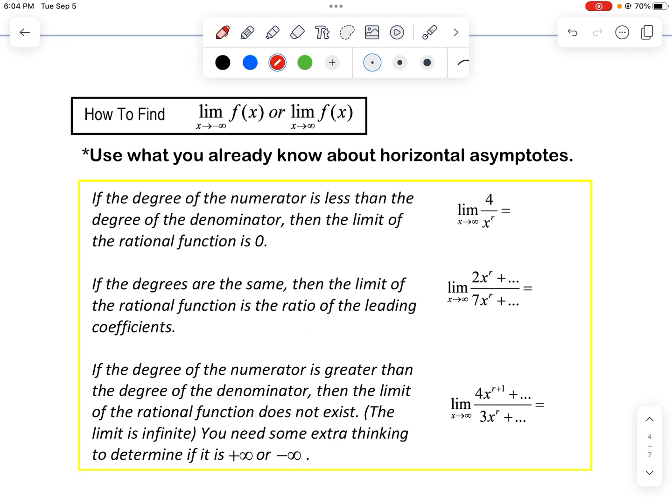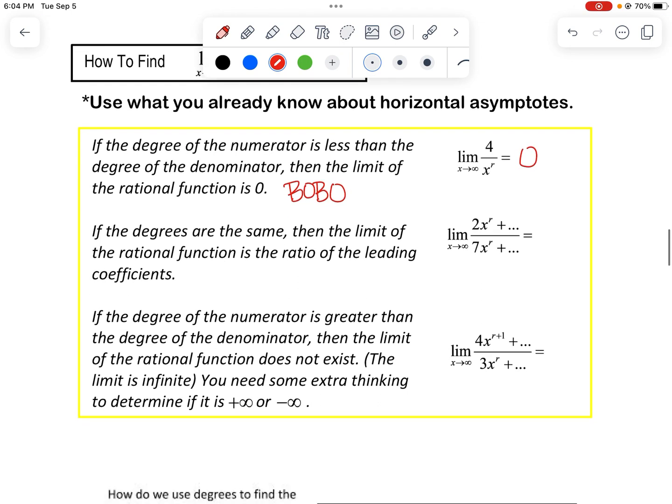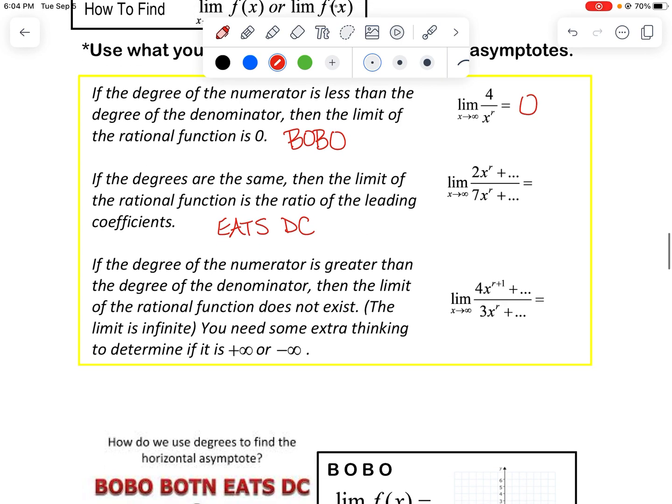So one way to do it is to think about it graphically, okay? Another way is what you already know about horizontal asymptotes. If the degree of the numerator is less than the degree of the denominator, then the limit is 0. So this is BoBo, bigger on bottom, the limit is 0. Or if they're the same, what do we say? EATS DC. Exponents are the same, divide coefficients.